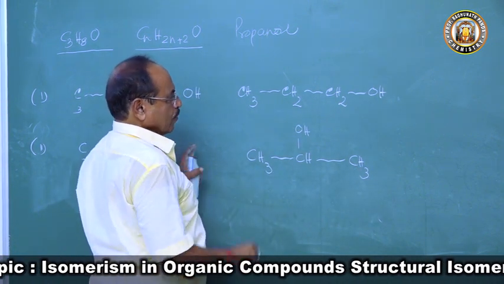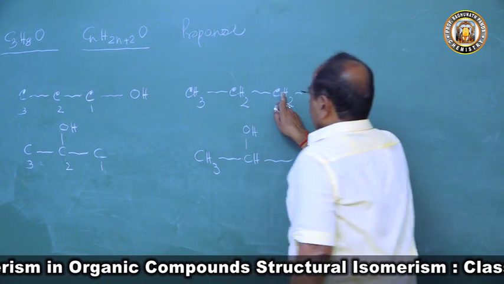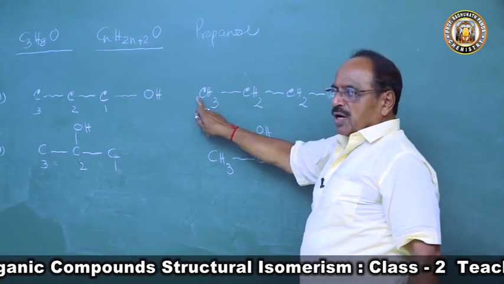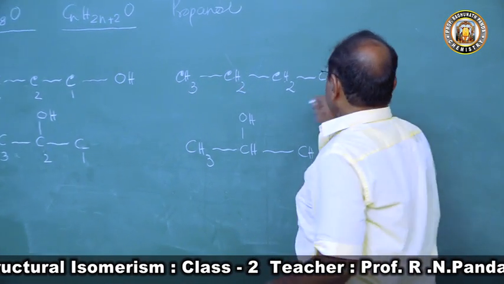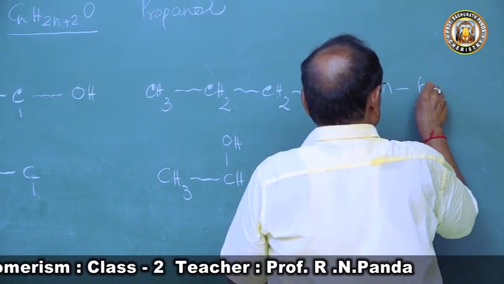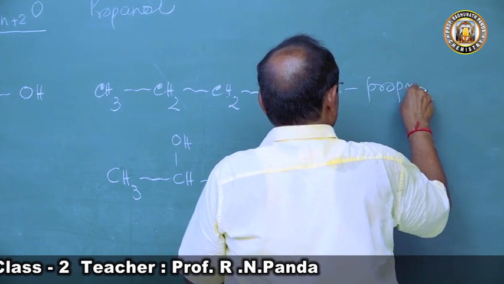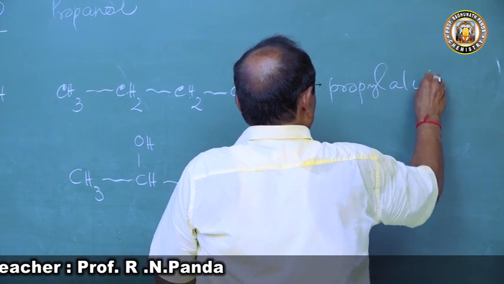We'll now name. If you come to the common name, all the carbon atoms are in a long chain, the normal chain, the normal way we have written. So we can write this as N-propyl alcohol. The common name is N-propyl alcohol.